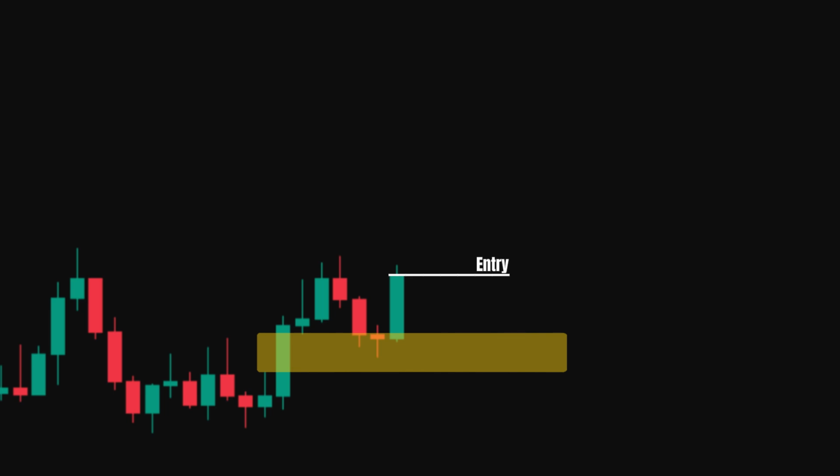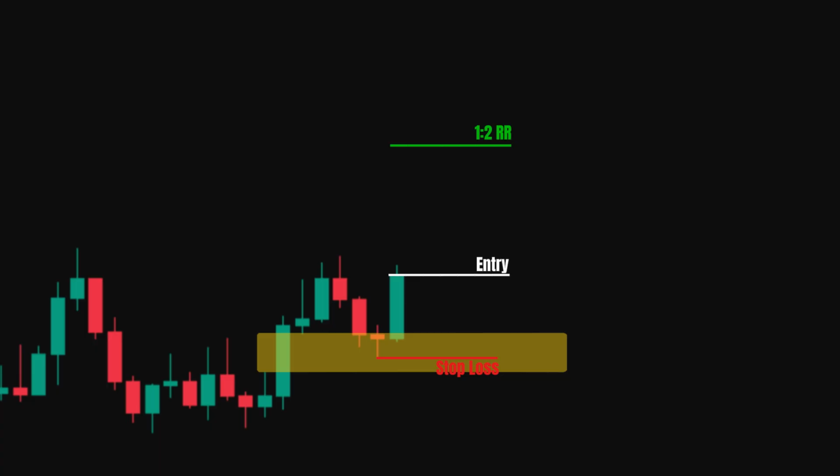For our target, we aim for a 1 to 2 risk to reward, aligning with the overall bullish structure. And for risk management, we place our stop loss just below the lowest point of the retracement, protecting ourselves in case the setup fails.